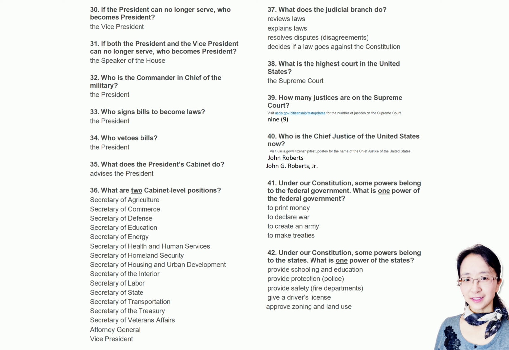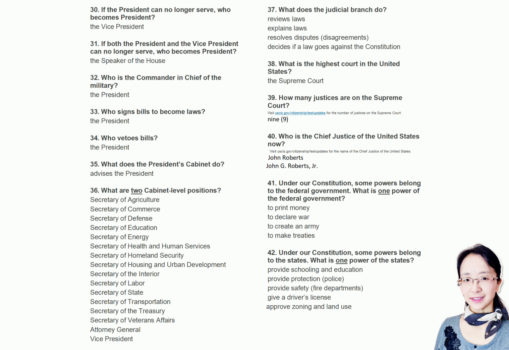Who is the commander-in-chief of the military? The president. Who signs bills to become laws? The president. Who vetoes bills? The president. What does the president's cabinet do? Advises the president. What are two cabinet-level positions?